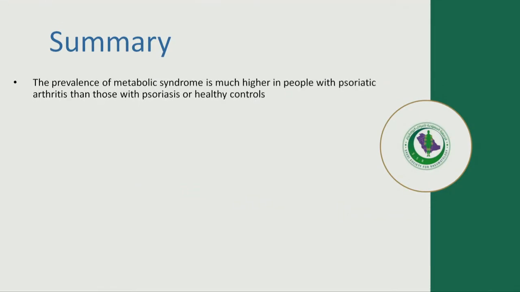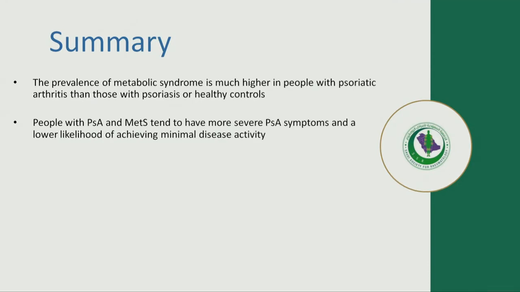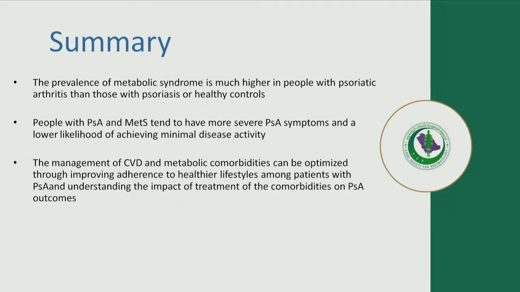So what is the summary of my talk? The prevalence of metabolic syndrome is much higher in patients with psoriatic arthritis than in those with psoriasis or healthy controls. People with psoriatic arthritis and metabolic syndrome tend to have more severe disease and a lower likelihood of achieving minimal disease activity. The management of cardiovascular disease and metabolic syndrome can be optimized through improving adherence to a healthier lifestyle among patients and understanding the impact of therapy on the PsA outcome of the disease.